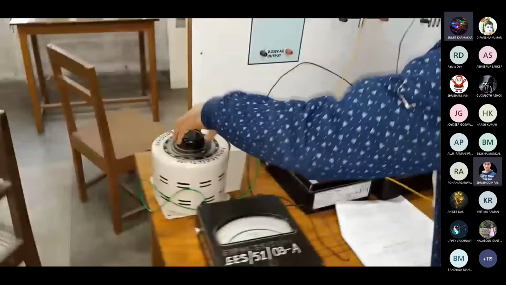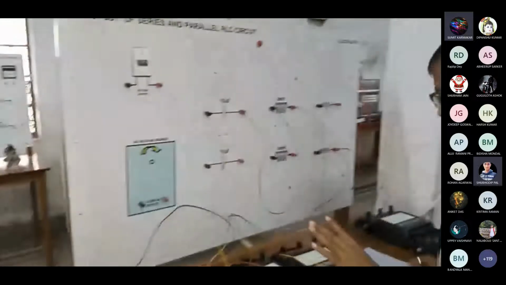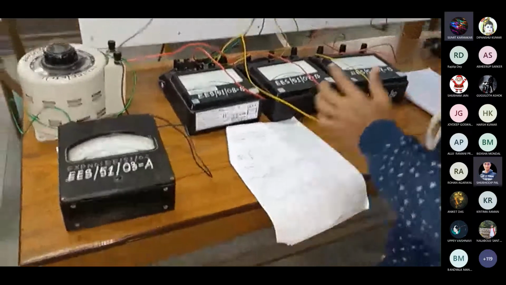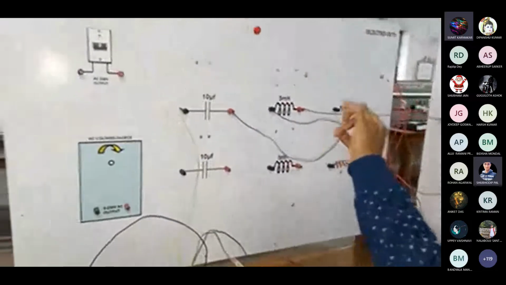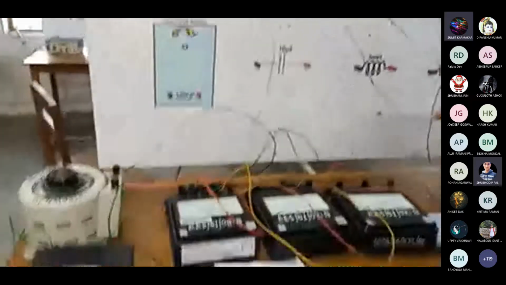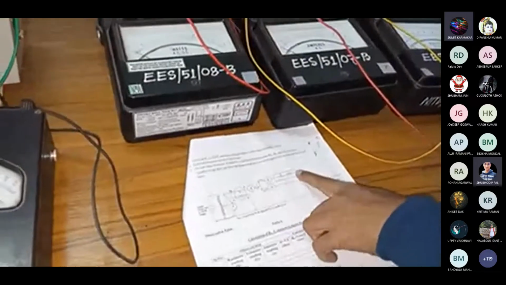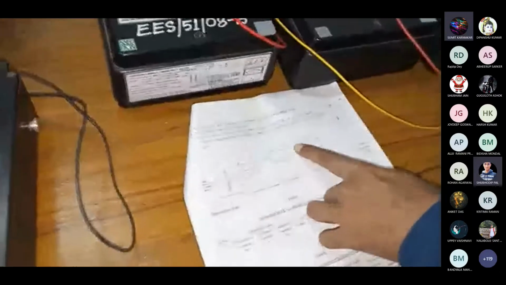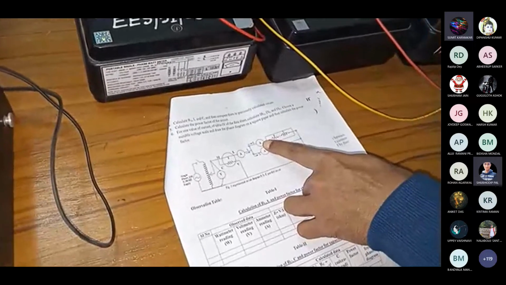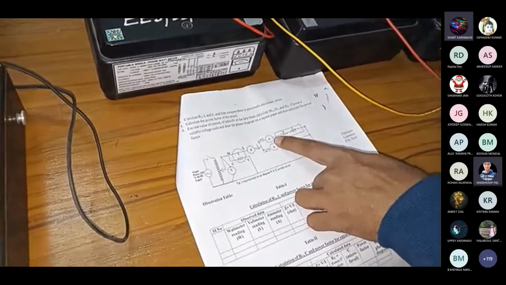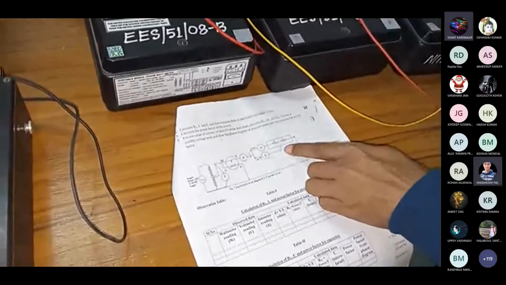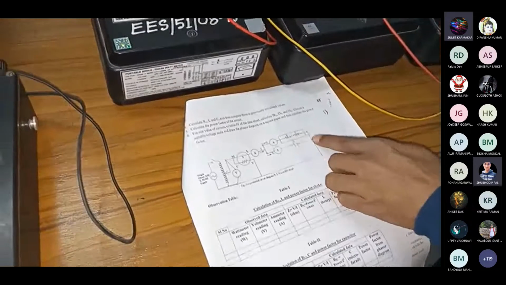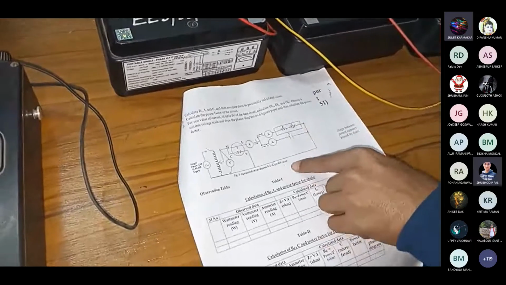So I am switching it off. Now I have to connect RL in series, and the capacitor end also needs to be connected here. At this point we'll have to connect one ammeter, and then RL. One point of C and the other point of L are connected, so that point needs to be connected to the ground. L and C are actually connected here.